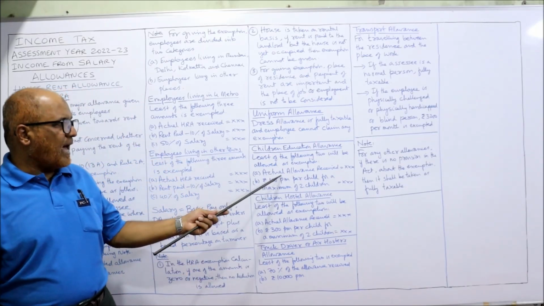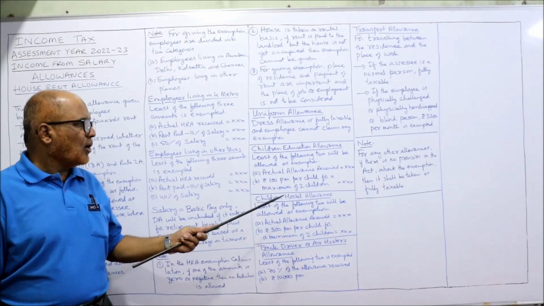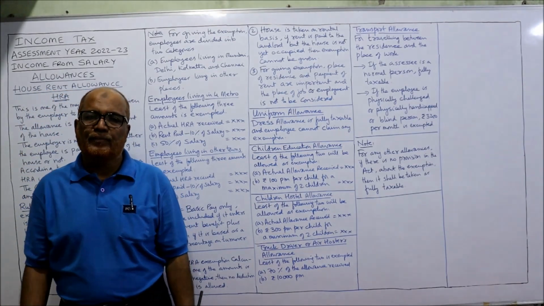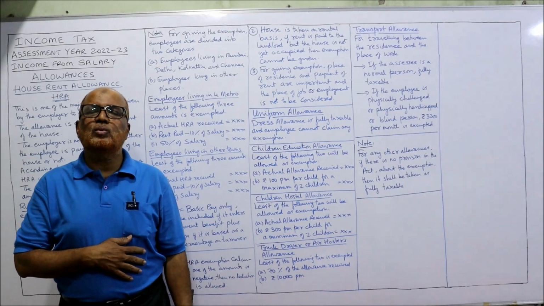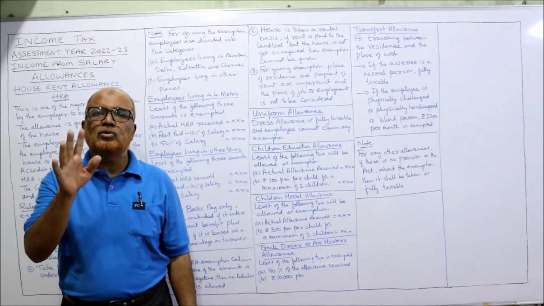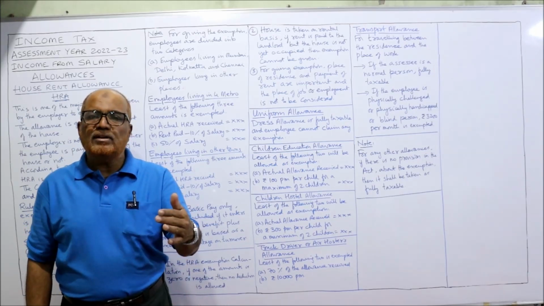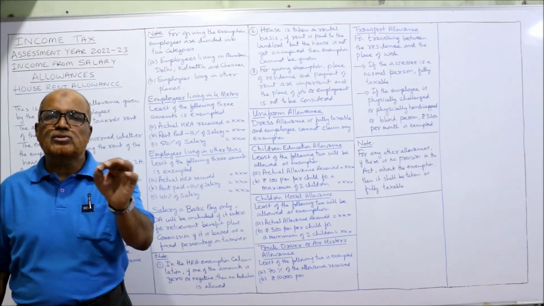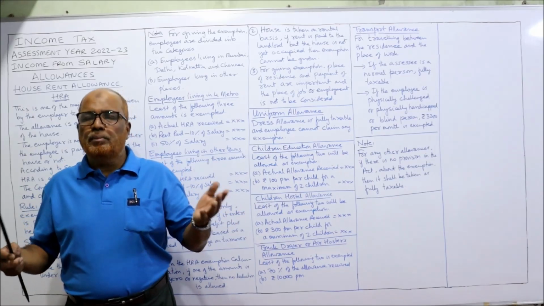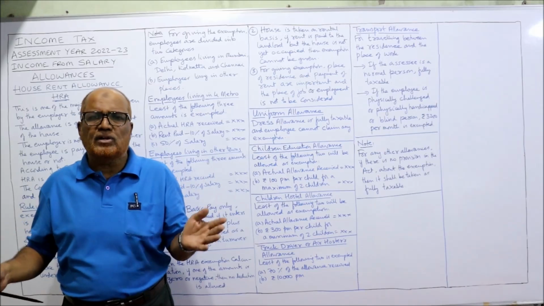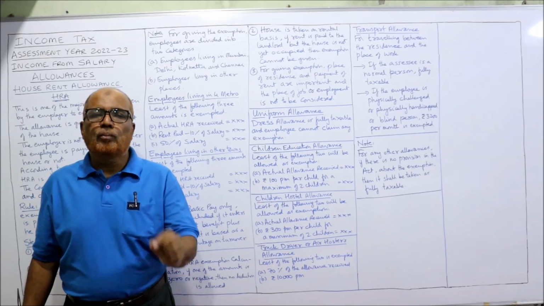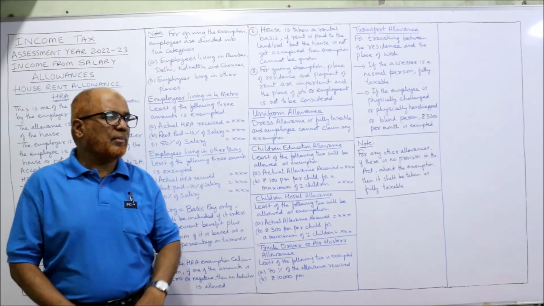Which are the two amounts? First, actual allowance received. Second, rupees 100 per month per child for a maximum of 2 children. 100 rupees per month means 1200 rupees per annum for one child. Maximum 2 children, 2400. The maximum allowance which can be given for children education allowance is 2400 for 2 children, right? The actual allowance may be received for 3 children, 4 children, 5 children, any number of children. But the Income Tax Act says the limit is given only for 2 children: rupees 100 per month per child for a maximum of 2 children.